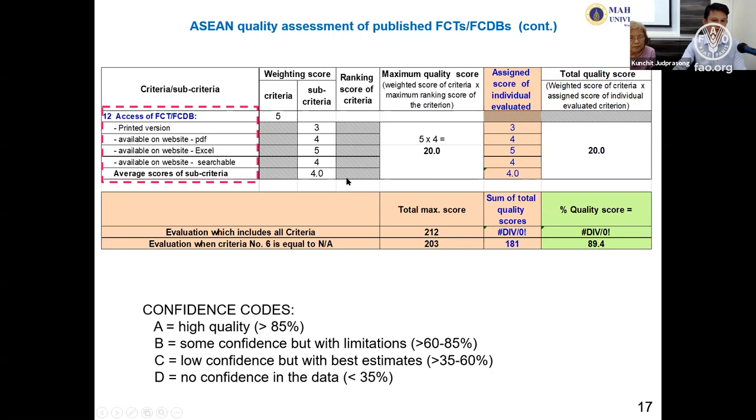Okay, all the 12 criteria and sub-criteria here, you can see they have a lot of numbers to be filled in. For the Thailand food composition database, we end up with the 12 criteria with a maximum score of around 200. When we put in the score for evaluation, this example for Thailand got around 90% quality score. And the same as Luz presented, if we classify a confident score as grade A for high quality, it means it is more than 85%. So this is the same criteria.